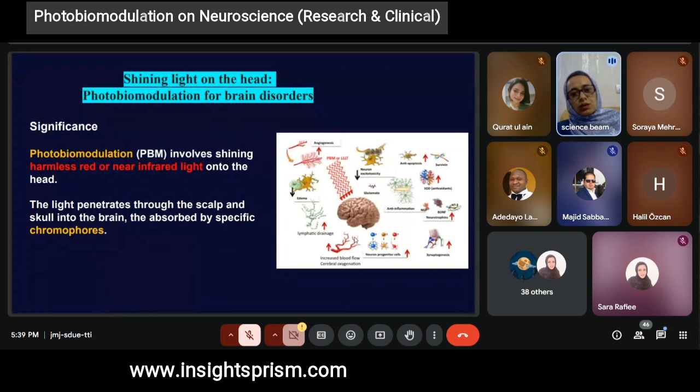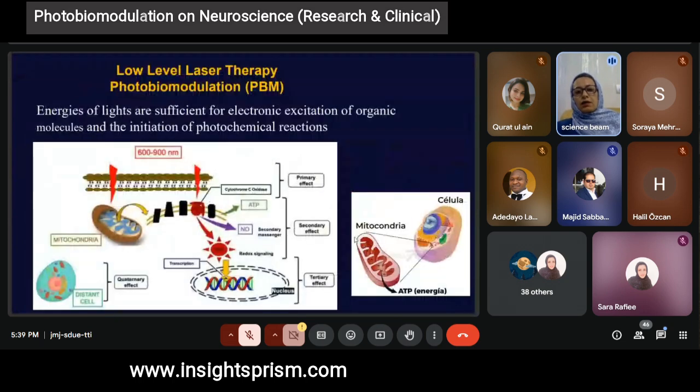And as I told you, photobiomodulation involves shining red or infrared light, and this kind of wavelength is better, and we can use it on the head. It can penetrate through the scalp and into the brain, and some specific chromophores or photoreceptors react. It can cause some organic, molecular, and cellular reactions as a primary effect, and after that the secondary effect and emergent effect can happen.